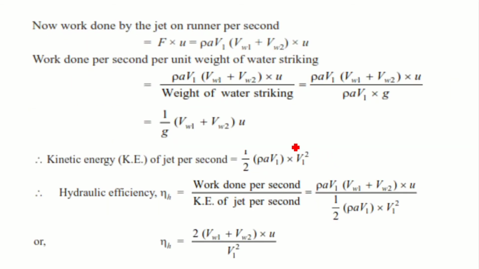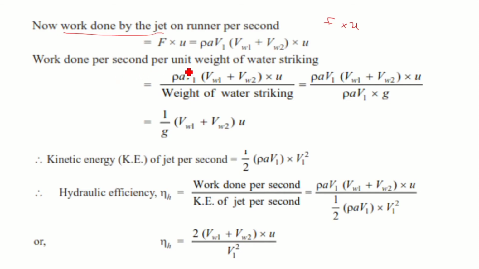Next we need to find the work done by the jet on the runner. Work done is equal to force into runner velocity, since due to this force the runner is moving forward. So the force term is rho a v1 into (Vw1 plus Vw2), into u.